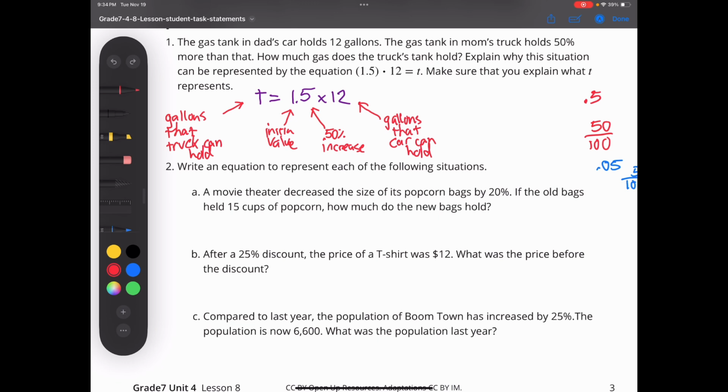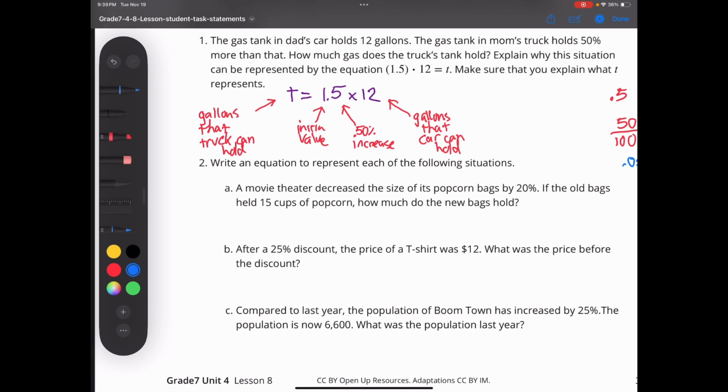Question 2 is asking to write an equation to represent each of the following situations. Writing an equation can sometimes be tricky. It's important to look for key pieces of information in the story so that you can accurately represent it with a model. A movie theater decreased the size of its popcorn bags by 20%. If the old bags held 15 cups of popcorn, how much do the new bags hold? First, one key piece of information is a decrease in the size of its popcorn by 20%, and then the old bags held 15 cups of popcorn. And finally, we need the new bags, which is unknown.